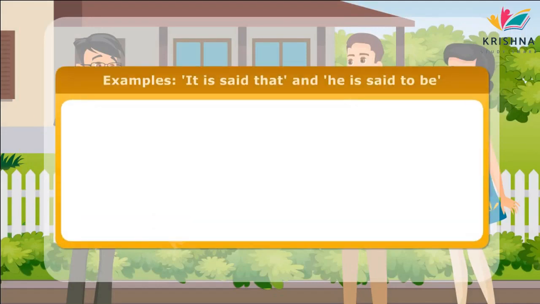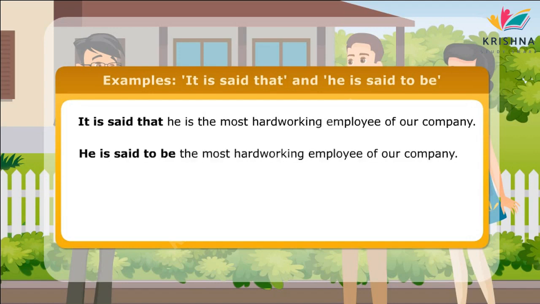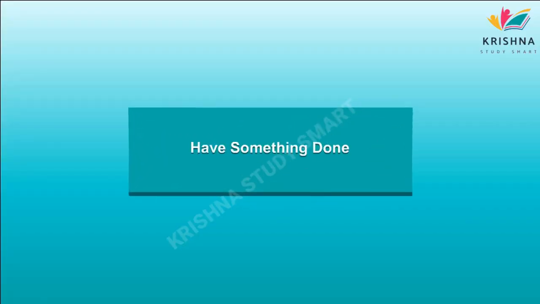Here are few more examples of use of it is said that and he is said to be. It is said that he is the most hard-working employee of our company. He is said to be the most hard-working employee of our company. Have something done.